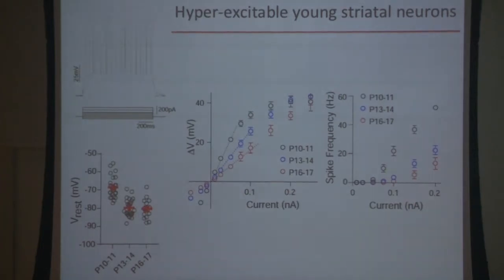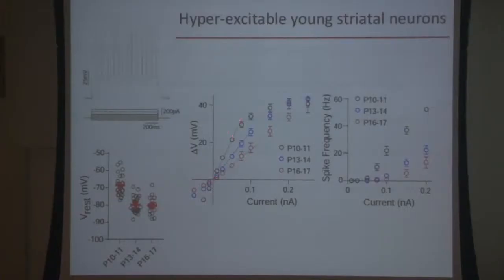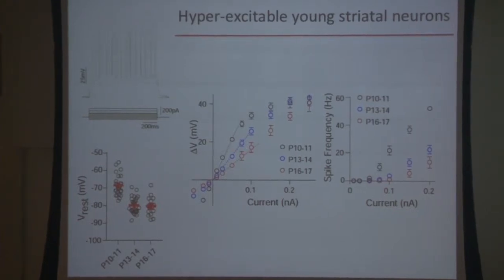But furthermore, there's a simple consequence of input resistance. If you look at a current-voltage relationship, you can see that this is a very steep relationship at P10-11, and becomes more shallow over time, which is simply a consequence of these cells probably becoming larger and their input resistance dropping. And so if we look at spike firing versus current injection, you can see that it's easier to fire spikes with, let's say, 100 picoamps of current in young neurons than older ones.